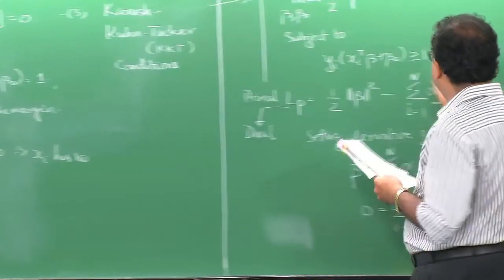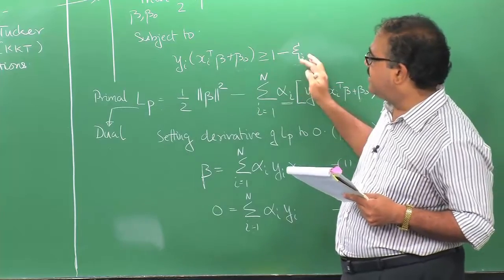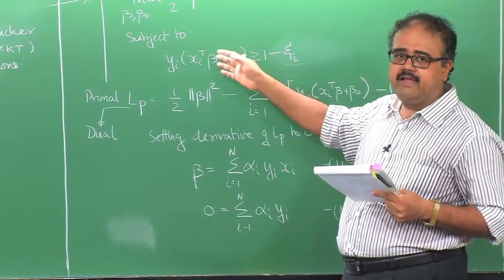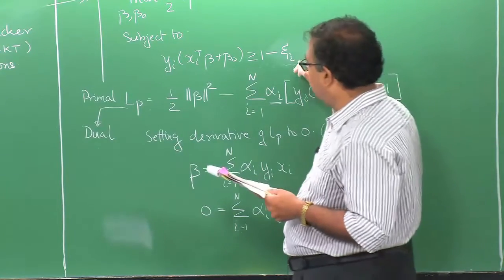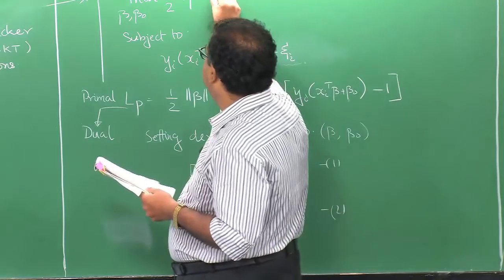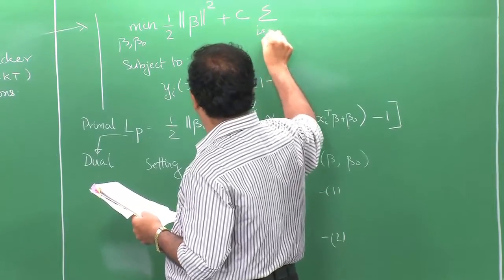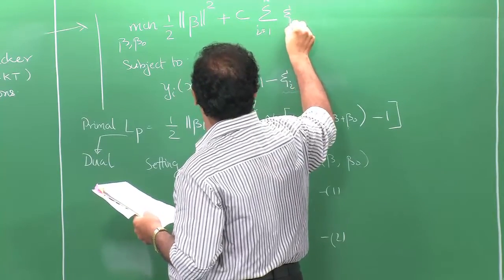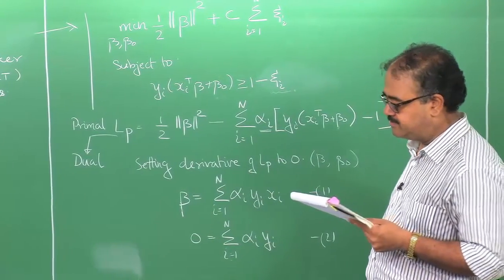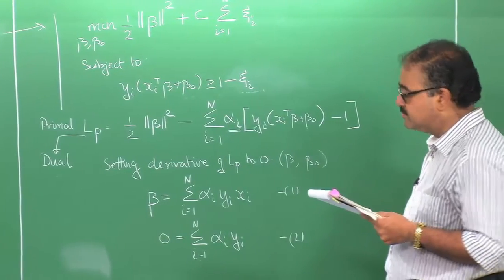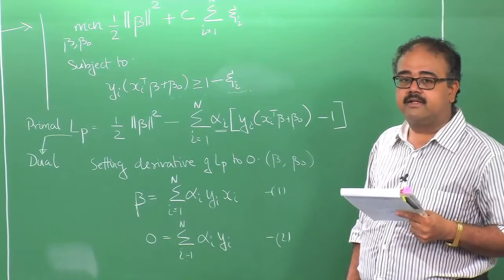But then I do not want this to become arbitrarily large. I just cannot say that it does not matter, you can have a slack variable for every data point, and the slack variable can be as large as you want. So, I need to have a control on this as well, and therefore I try to minimize that.